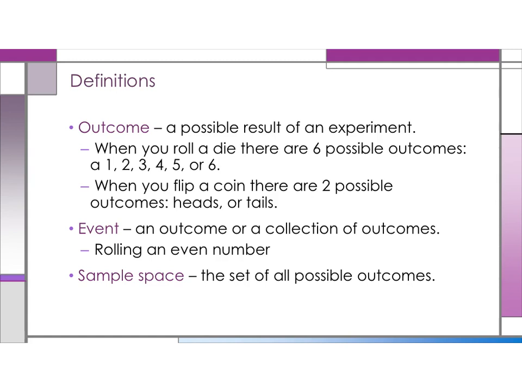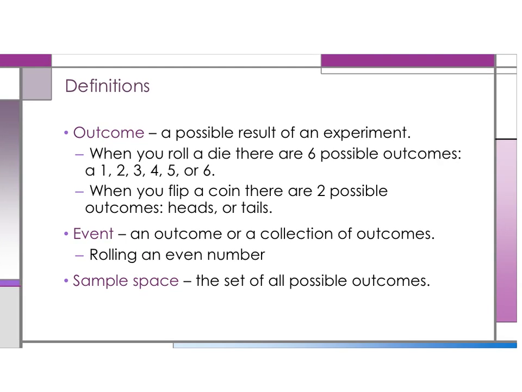So for example, when you roll a die, there are 6 possible outcomes. You can have the die land on a 1, 2, 3, 4, 5, or 6. When you flip a coin, there are 2 possible outcomes. You can get a head or a tail. So these are the outcomes: head, tails, or when you roll the die or your number cube, it's the numbers 1, 2, 3, 4, 5, or 6.